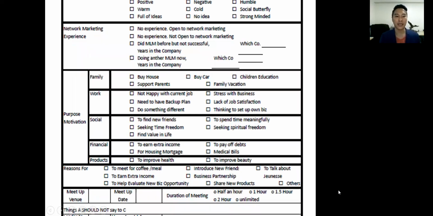And of course, there are also things like purpose and motivation. Like family, whether they are looking to buy a house, looking to buy a car, and children's education. All these are motivations. And if they are in a job, whether they're happy or not happy with the job. All these things are very important in terms of facts. And of course, arrange a meeting in a conducive environment, and where to meet up and the date. All these things can be filled up along the way.